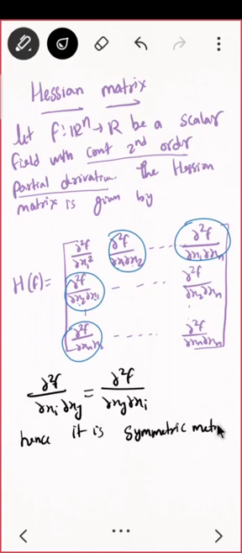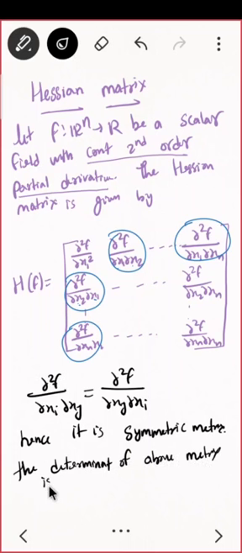Symmetric matrix, correct? And the determinant of the above matrix is called Hessian, Hessian of f. Okay, just quickly see this. Let us do one example based on this. Then we'll see how they are related with your maxima and minima.